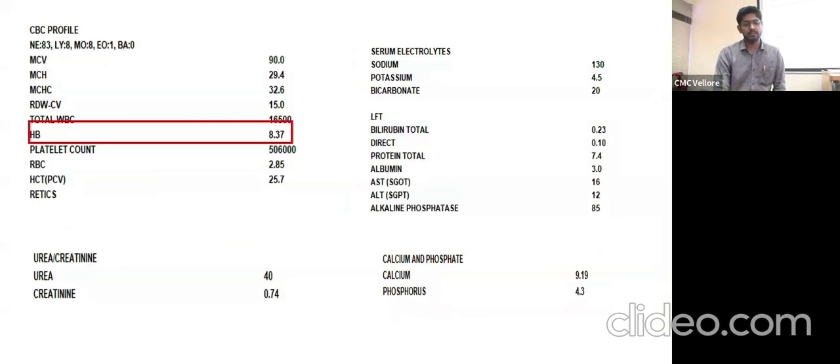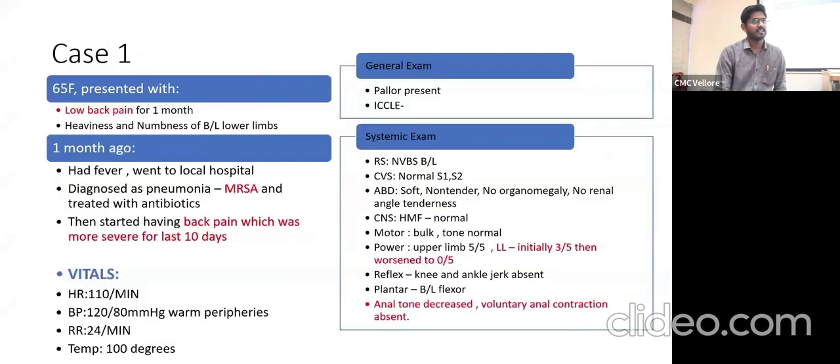The initial investigations showed hemoglobin of 8.37, with all other blood parameters. After the clinical scenario, you should give some differential diagnosis or a clinical impression before proceeding to investigations. What do you think is the clinical diagnosis at the end of your history and exam?